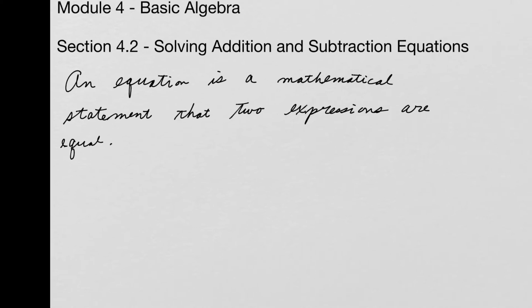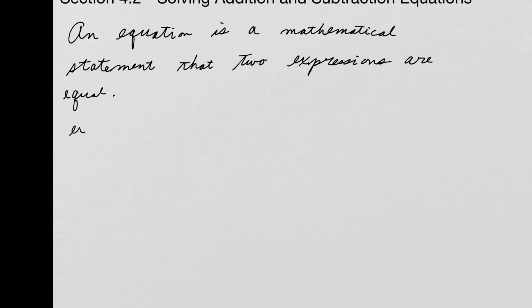So examples of an equation may be something like this, right? If I have x plus 5 is equal to 2x minus 3, that would be an example of an equation. It's saying an expression on the left-hand side equals an algebraic expression on the right-hand side. So really the thing that makes it an equation as opposed to just an expression is the equals symbol.